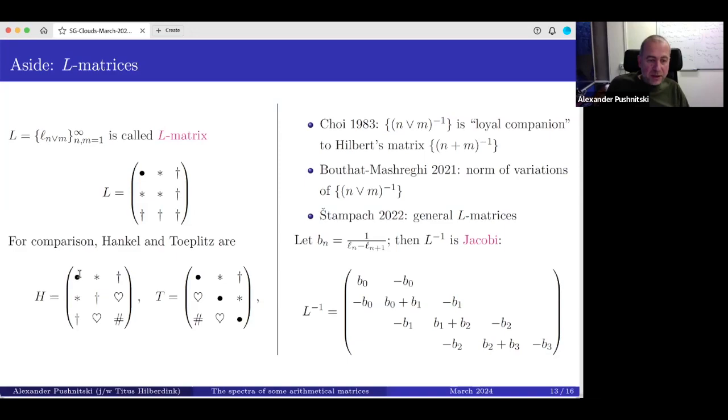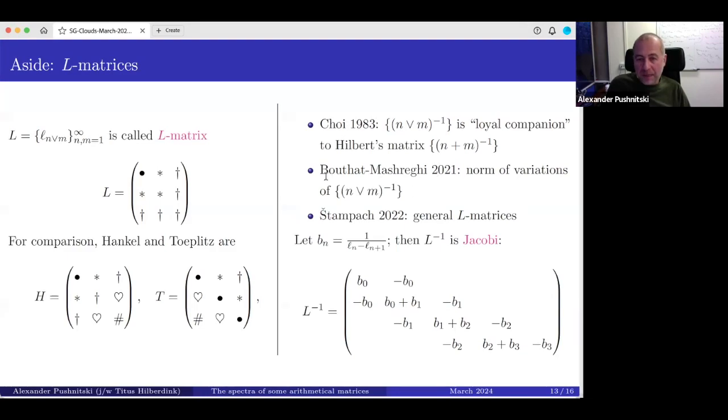For comparison, for a Hankel matrix, constant elements are on these lines orthogonal to the main diagonal, and for a Toeplitz one, they are on these lines parallel to the main diagonal. All of these three matrices are examples of structured matrices, where we have some specific structure. L matrices came to attention relatively recently. There was a nice paper by Choi called Tricks and Treats with the Hilbert matrix. It's full of interesting stuff. He called this matrix the loyal companion to Hilbert's matrix, and he used it to prove something about it.